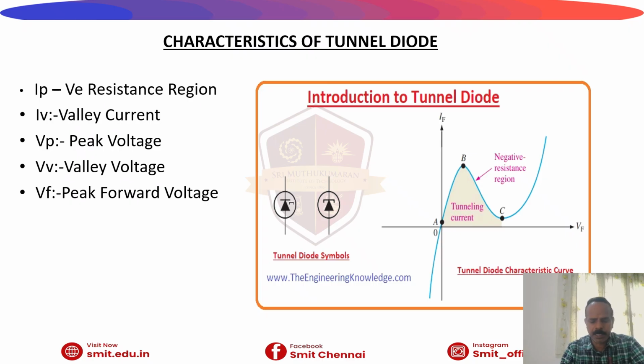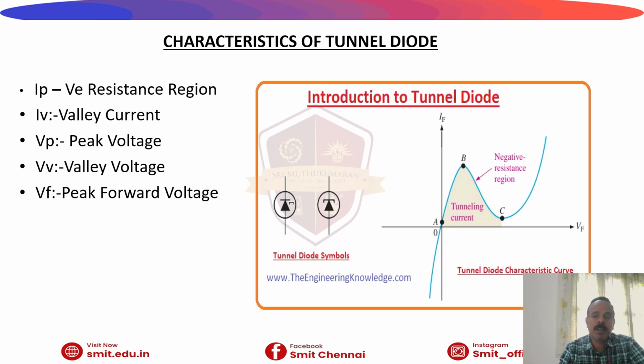Coming on to the characteristics of the tunnel diode, the VI characteristics of the tunnel diode are very different from those of a normal diode. Initially, as the forward bias voltage increases, the current also increases rapidly due to the tunneling phenomenon. This current reaches a maximum value called the peak current, denoted as IP, at a voltage called the peak voltage, denoted as VP. Beyond this point, the forward voltage increases further, and the current decreases instead of increasing.